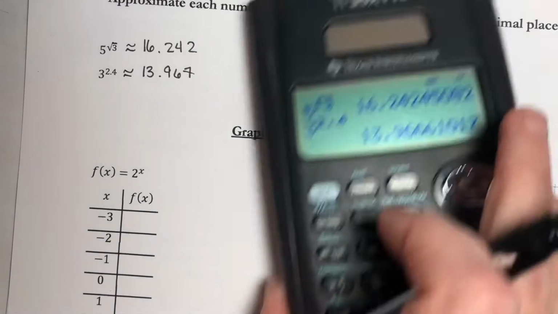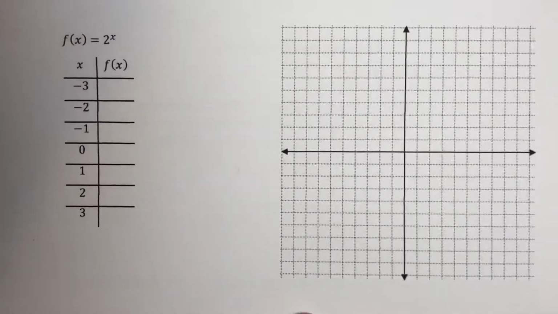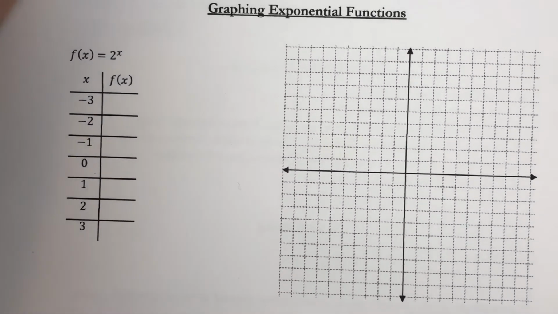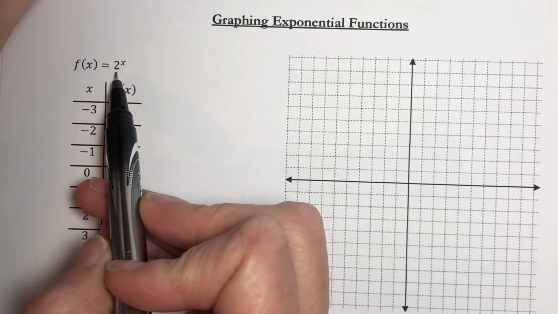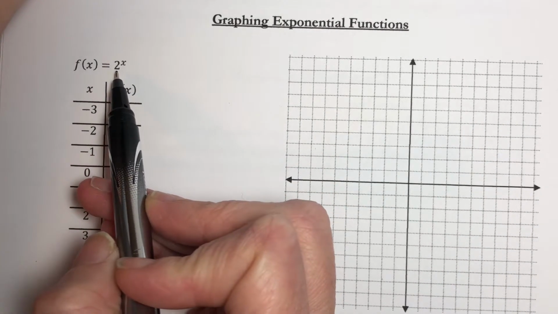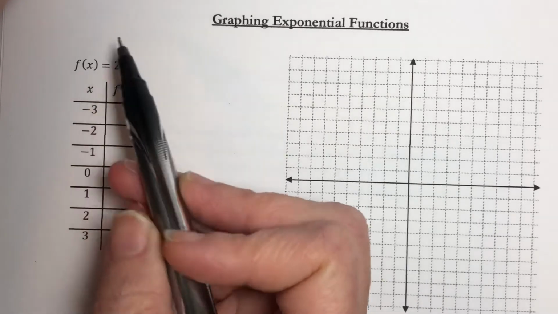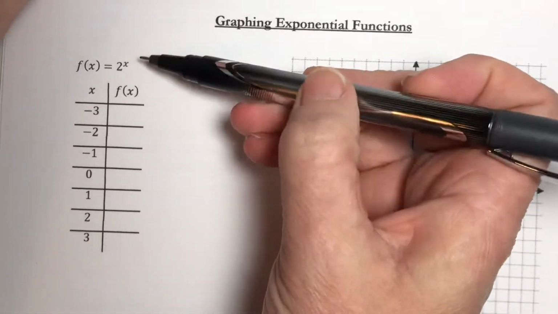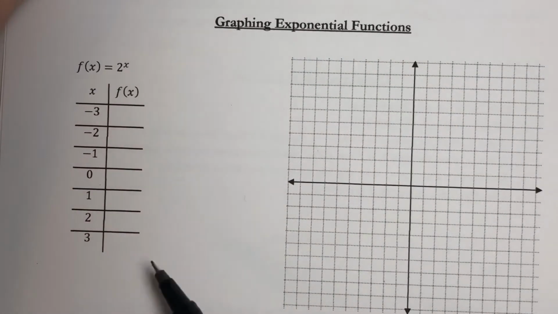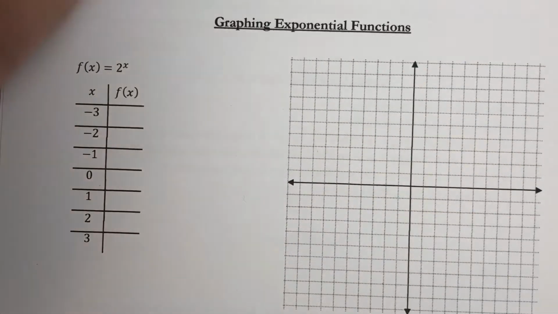Okay, so what we're going to talk about now is a general idea of what the graphs of these things look like. There are 2 major cases. There is the case where the number is larger than 1, and there is the case where the number is smaller than 1. We're going to do a graph of both, okay? First thing I'm going to do here, I have 2 to the x power, and I'm going to plug in these values and see what I get, okay?